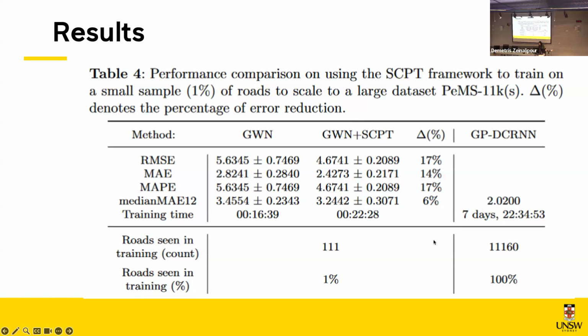But what you can see here is we only use 1%. We didn't do an ablation study. Maybe if we increase it to 10% seen in training, it will beat the GPDCRNN. But what I'm saying here is the paradigm is the same. If you know how to do SSL wisely, you don't need a fully supervised method. You don't need to pre-train on all your data. You need to know how to select, so data quality is important.